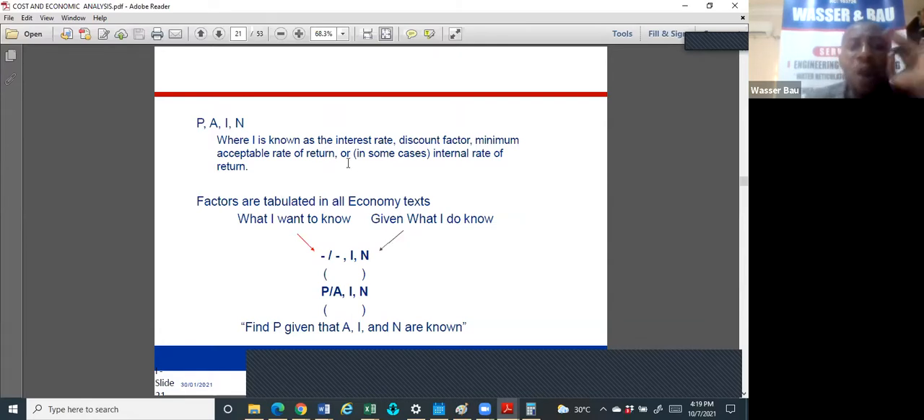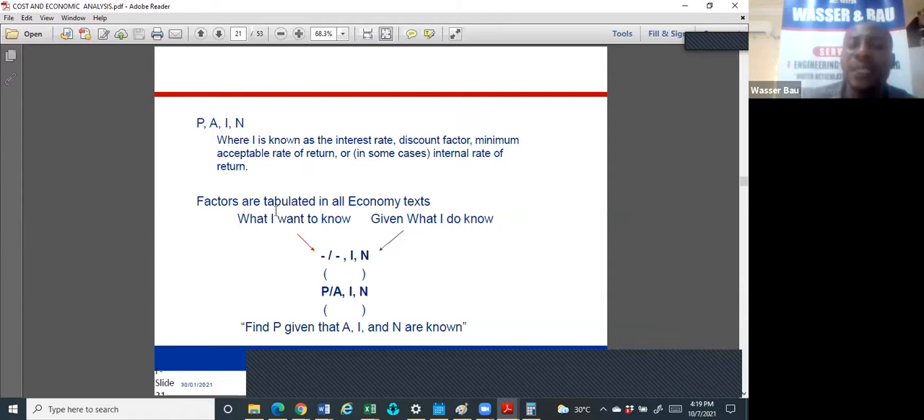Now, in order for you to use the economic table, I'd like you to understand how the analogy is. The 5 terms we have are these: P, A, I, N, F, where I is known as interest rate, discount factor, minimum acceptable rate of return, or in some cases, internal rate of return. So this is what I is called. N is the number of years. A is the annuity. P is the principal, or the present worth, sorry. And F is the future sum.